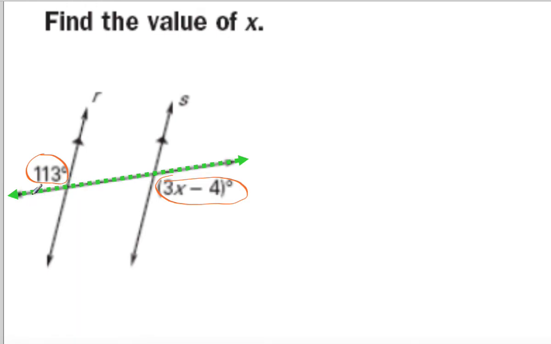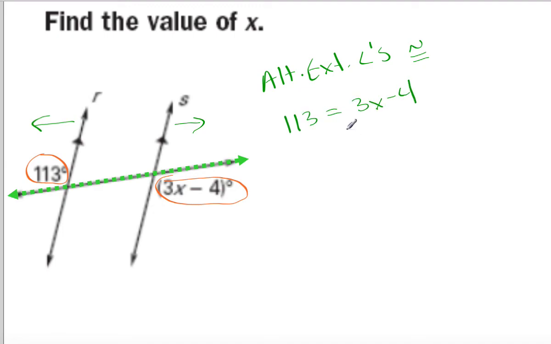The green line, they're on alternating sides of the green line. So I'm going to think about, are they alternate interior or alternate exterior? They are outside of these lines, therefore they are on the exterior. So these are alternate exterior angles, and I know that they're congruent, so I'm going to set them equal to each other. So 113 equals 3x minus 4. Then I'm just going to solve. I'm going to add 4. 117 equals 3x. Divide by 3. 39 will be x.